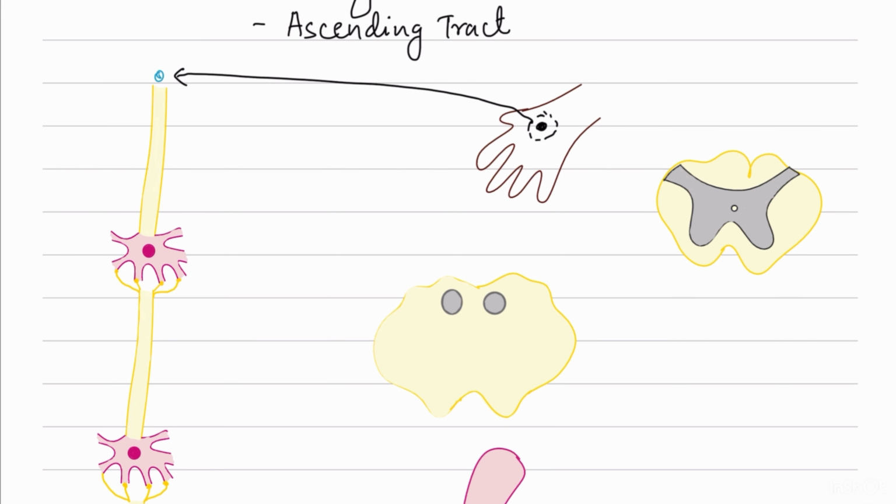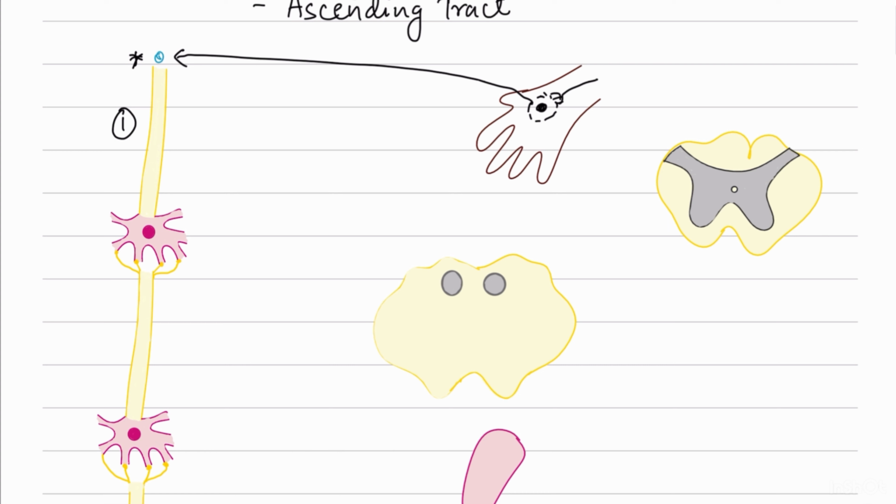These receptors convert the mechanical vibration produced by the touch into electrical impulses, and they activate the nerve fibers present nearby. Here we have our receptor, and this is the first nerve fiber getting activated. Action potentials are generated. These nerve fibers travel all the way from our hand, enter the arm, and finally enter the spinal cord.